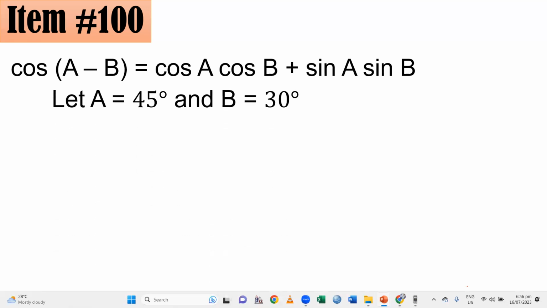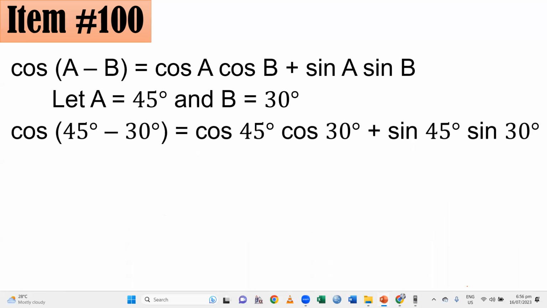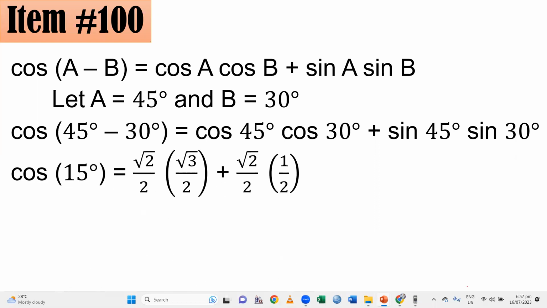So by letting A be equal to 45 degrees and letting B be equal to 30 degrees, we could actually see that cosine of 45 degrees minus 30 degrees is equal to cosine of 45 times cosine 30 plus sine 45 times sine 30 by substitution. Cosine 45 degrees is square root of 2 over 2. Cosine 30 is square root of 3 all over 2. Plus sine 45 is square root of 2 over 2. Sine 30 is 1/2.